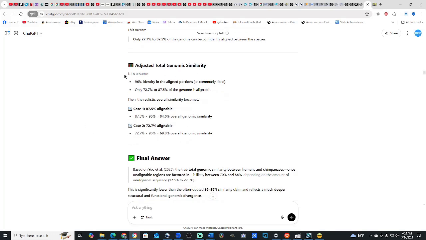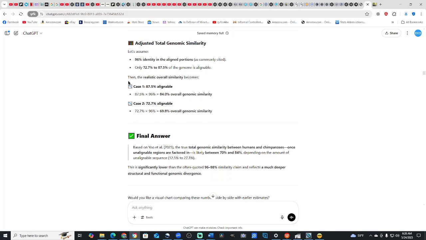Adjust total genomic similarities. Let's assume 96% identity in the aligned portions. That's the 96% that often gets commonly cited: there is 96% in the alignment. In other words, what can be aligned? Only 72.7% to 87.5% of the genome is alignable.